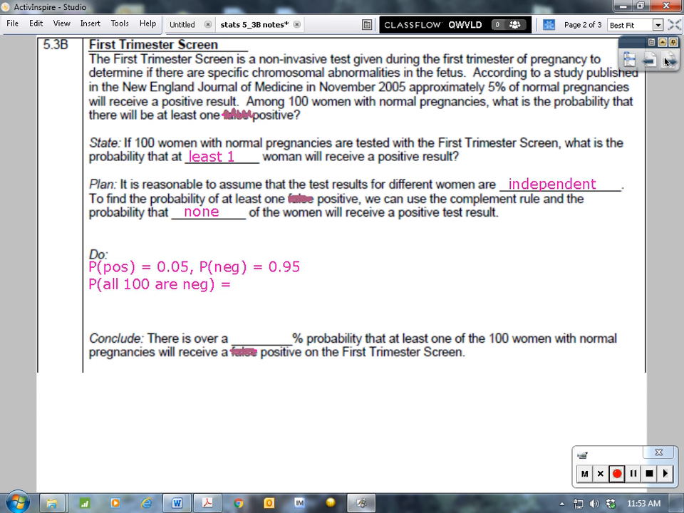To find the probability of at least one positive result, we can use the complement rule and find the probability that none of the women will receive a positive result. The reason why we would do this is because, in other words, we have to look at all the different possibilities. And if we're looking at 100 women for one positive result, imagine the tree diagram that we would have. So this is for one woman, positive, negative. For two women, positive, negative, positive, negative. Can you imagine doing this? So that way we've got 100 different events in that tree diagram, so we could figure out how many different ways we could have at least one positive.